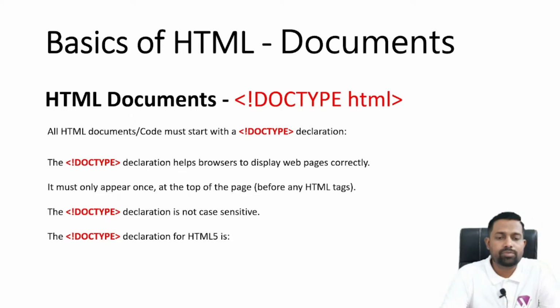It must only appear once at the top of the page, so you will not write it two or three times in your piece of code. The doctype declaration is not case sensitive. What is the meaning of case sensitive? Case sensitive means you can use a small letter also, but the best way to write the code is what you see on your screen, doctype.